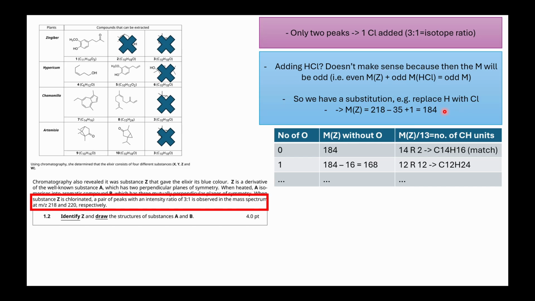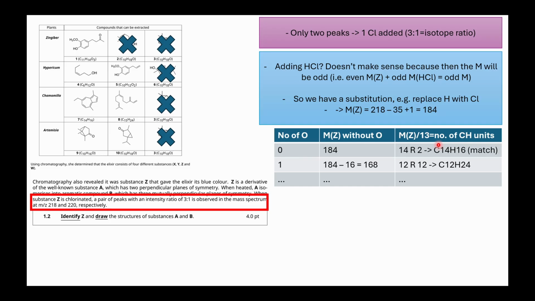So we know the total mass is 184. Then without the oxygen, if we have 0 oxygen, it would be 184, and if we have 1 oxygen, it would be 168, and so on. So why is that useful? Because for compounds with more hydrogens than carbons, which are most organic compounds, you can use this rule of 13. It's only when you have more hydrogens than carbons that you can use it.